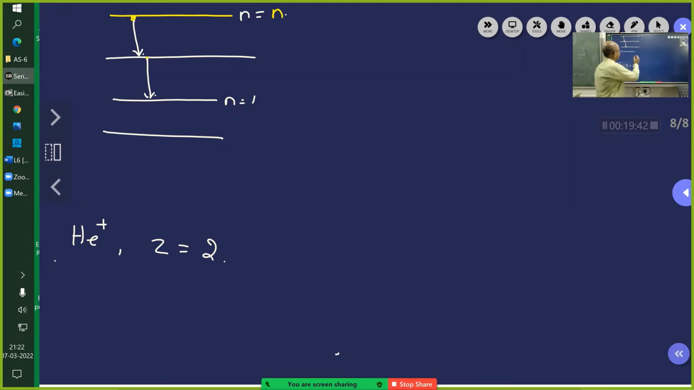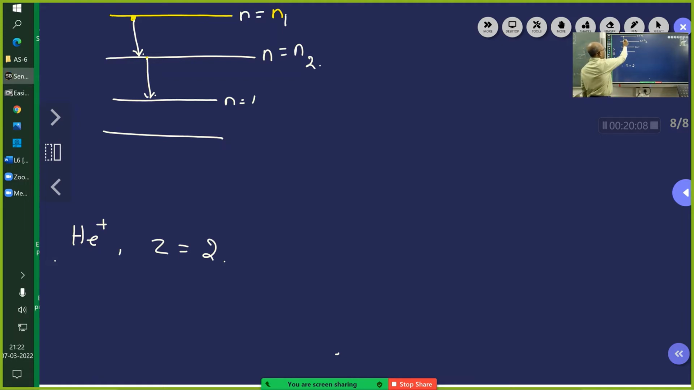Watch out, students. This is some nth state. We don't know what state it is. This is n is equal to 1, and the other can be 5, 6, 7, 2, 3, anything. I have just taken it as some n. If I say this is n is equal to n1, then I will say this is n is equal to n2, some state. Are you with me, students?